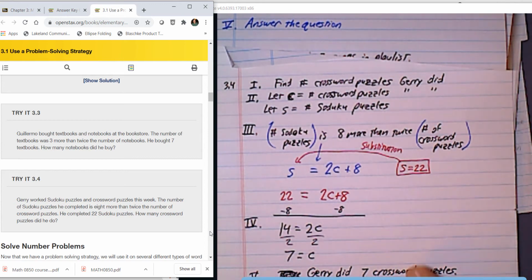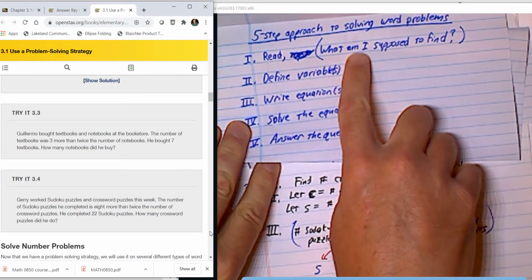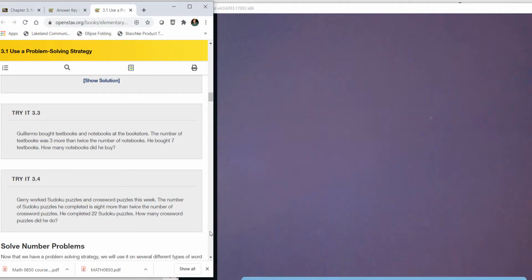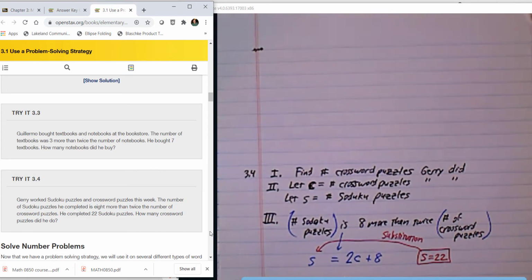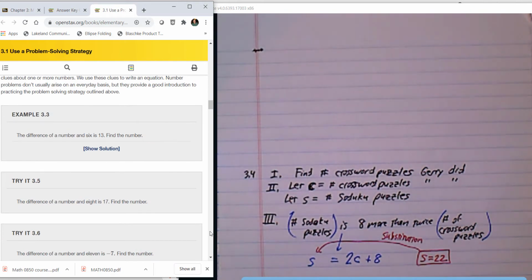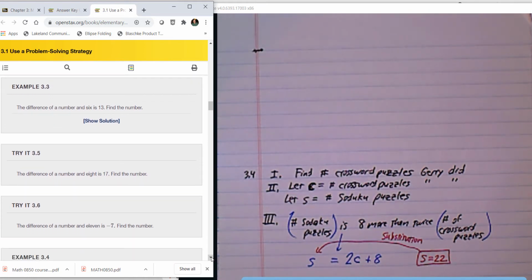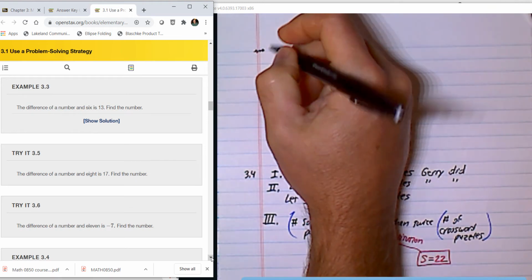Okay, so I hope you're getting the hang of this 5-step approach. It takes practice. We will keep working. Let's try another example. Number problems. Let's try number 6.